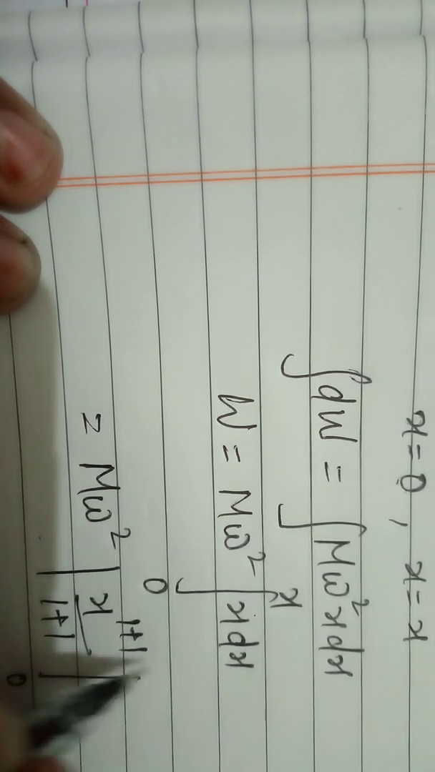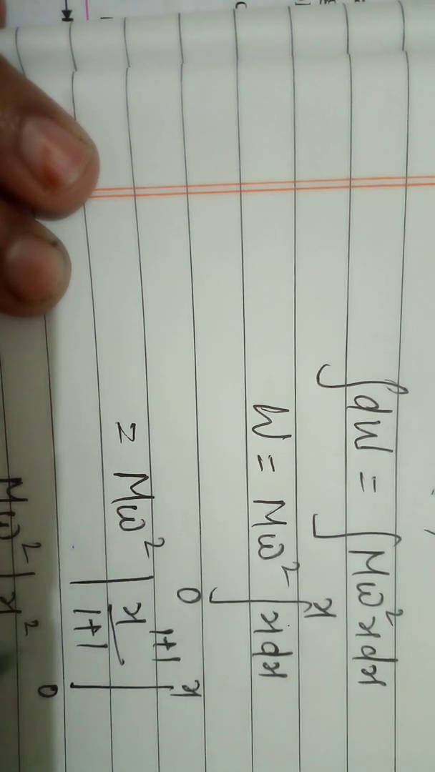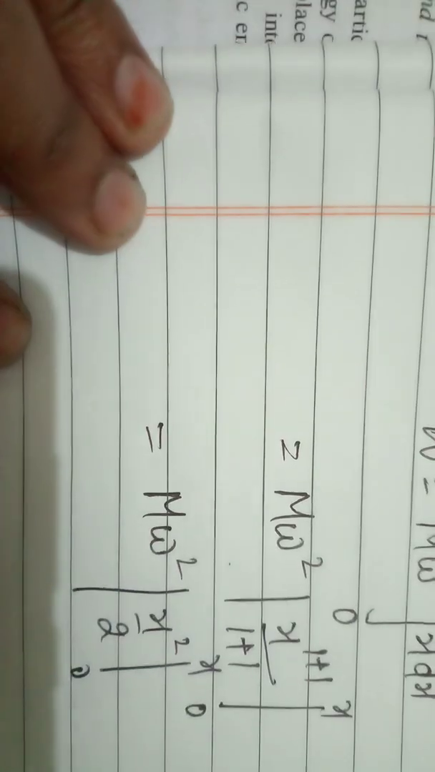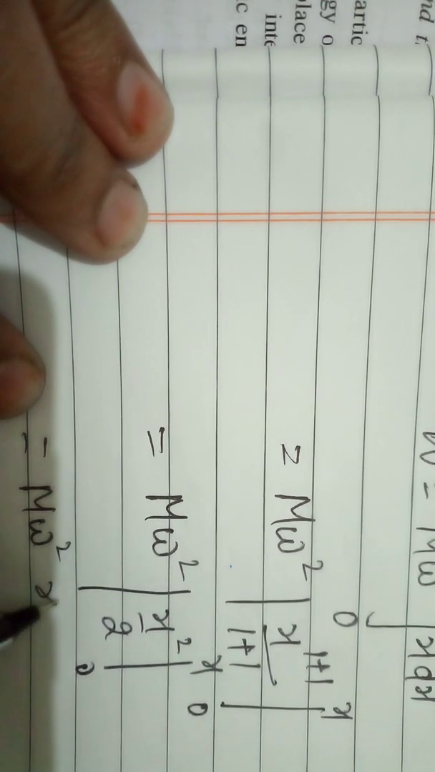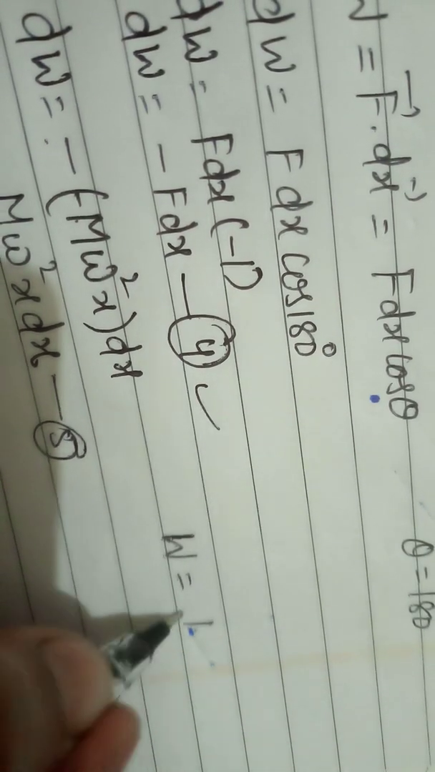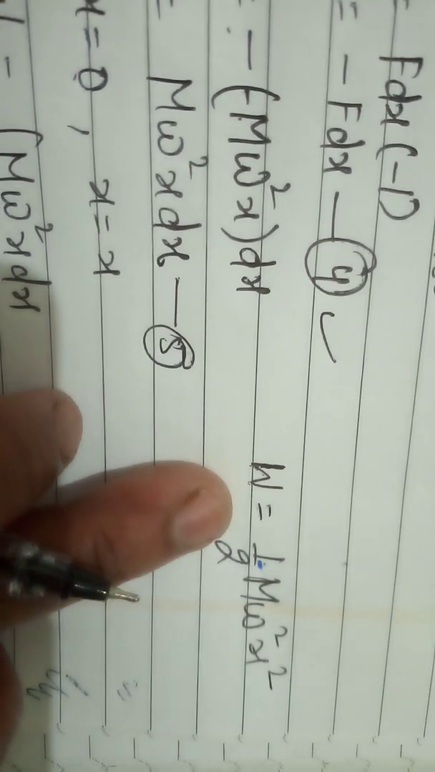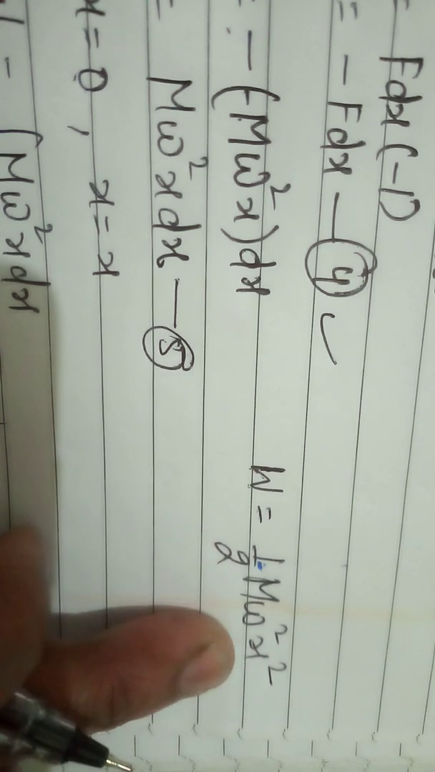So students, this is m omega square times x raised to the power 1, giving x raised to 1 plus 1 upon 1 plus 1, with limits 0 to x. So m omega square times x square upon 2, evaluated from 0 to x: upper limit minus lower limit. So the value of W is equal to half m omega square x square, and this is equation number 6.